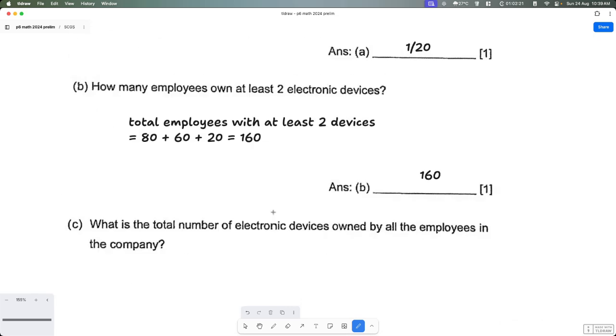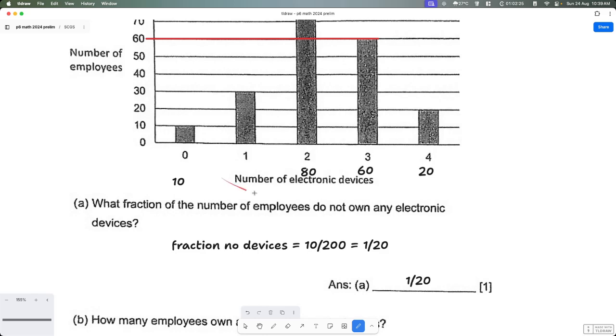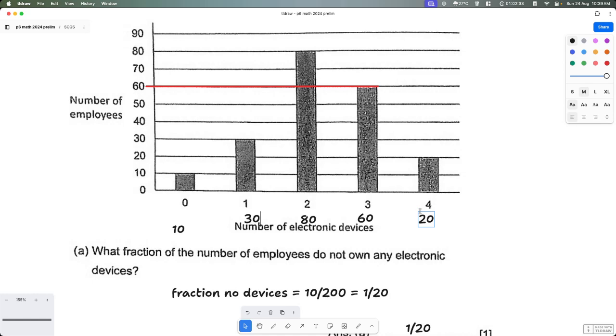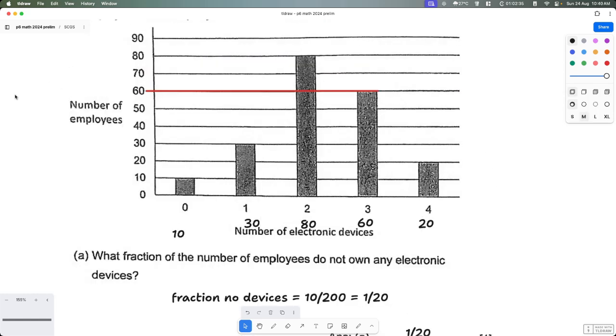Okay, so total number of electronic devices. We just need to calculate more than zero. So let's do for one. What is 30 over here? Okay, so 30. In this case, we want to get a total. So I'll just write here: total is equal to 30 times 1 plus 80 times 2, and then plus 60 times 3 plus 20 times 4.